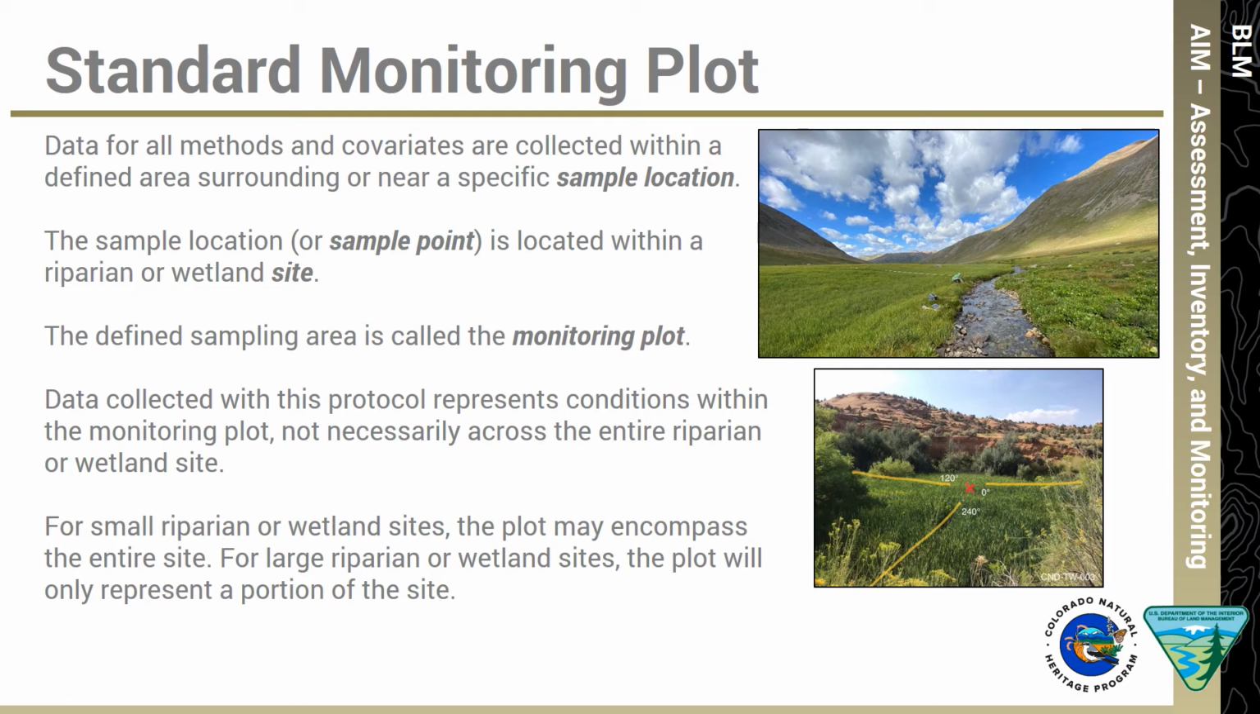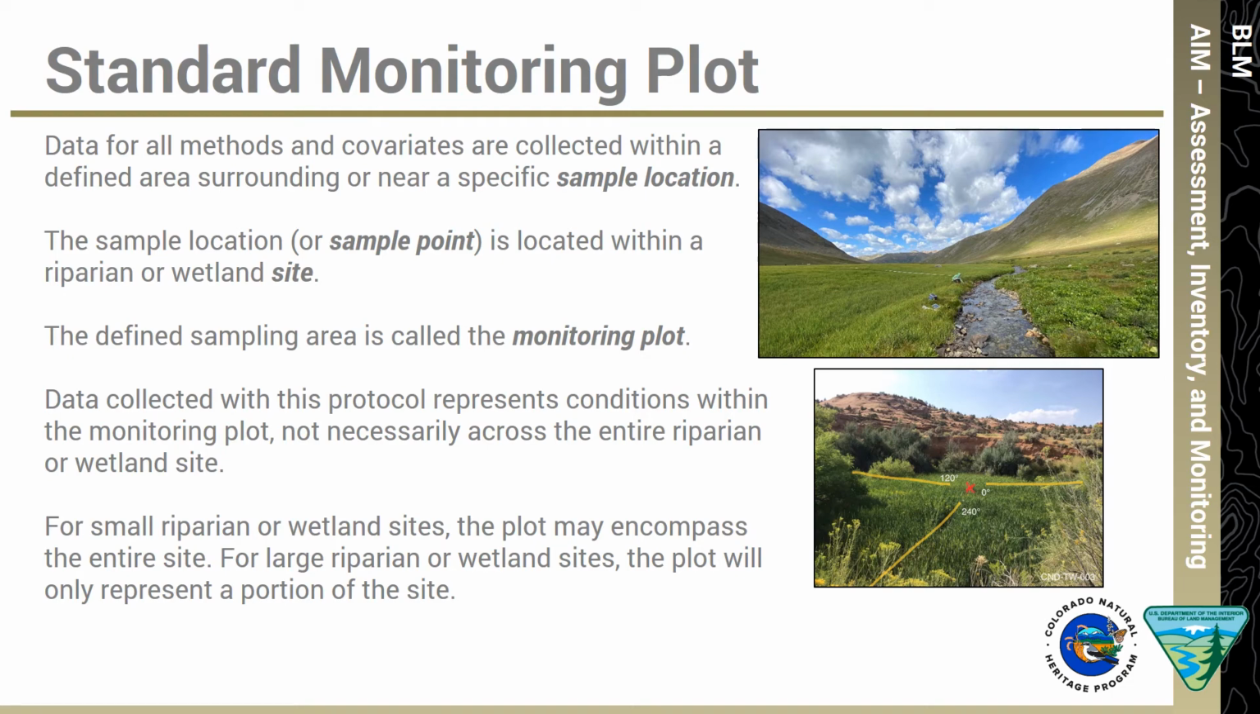The final few slides in this presentation cover elements of Section 2 of the protocol, titled How to Use this Protocol. The first element is the standard monitoring plot. Data for all methods and covariates are collected within a defined area surrounding or near a specific sample location, which is a set of spatial coordinates selected in advance using the appropriate sample design, as explained earlier. The sample location, also sometimes called a sample point, should be located in or near a riparian wetland site. The defined sampling area is called the monitoring plot.